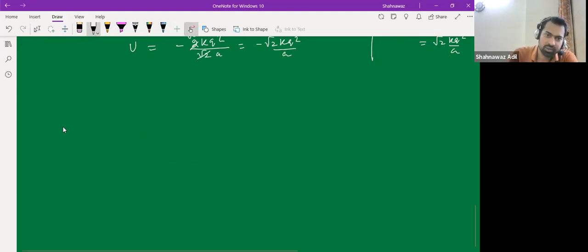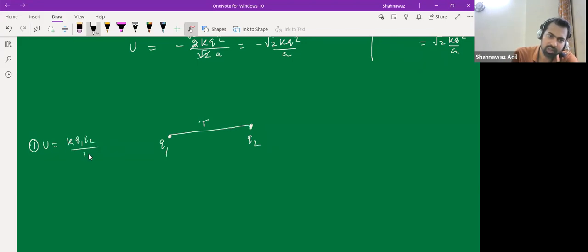So first we calculated that we have two charges, and they are separated by some distance, let's say r. So what is the electric potential energy? And then we calculated it to be k q1 q2 by r. So this was the potential energy that we calculated.